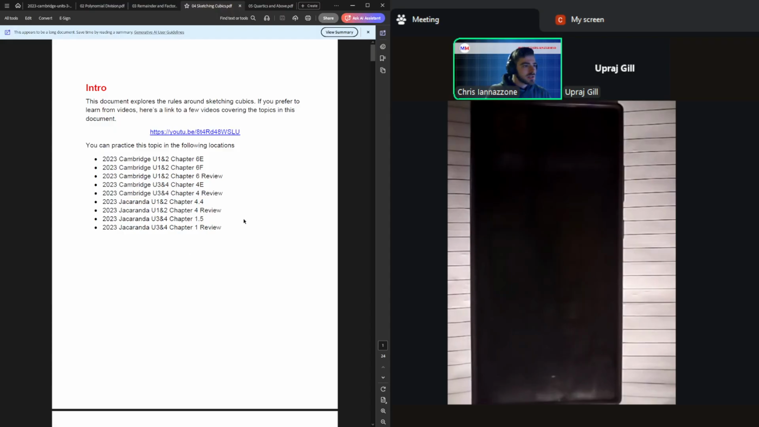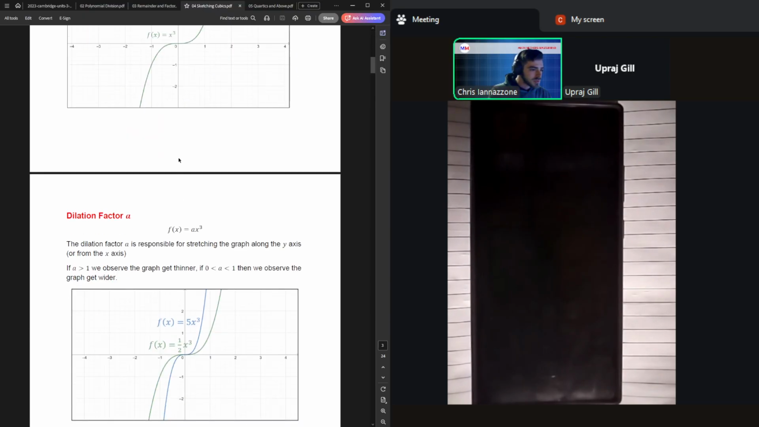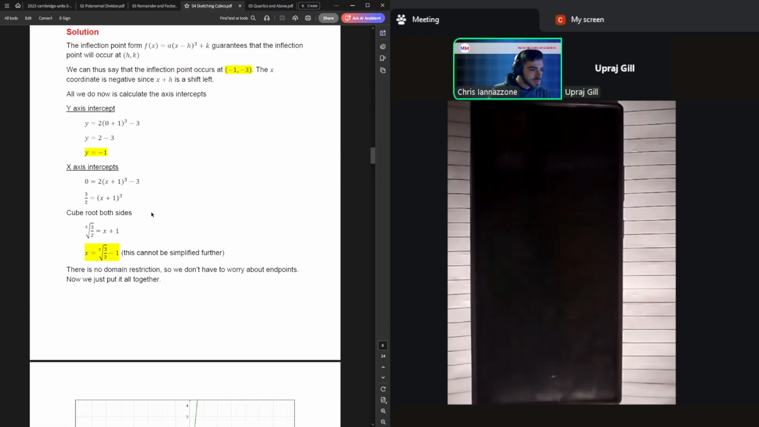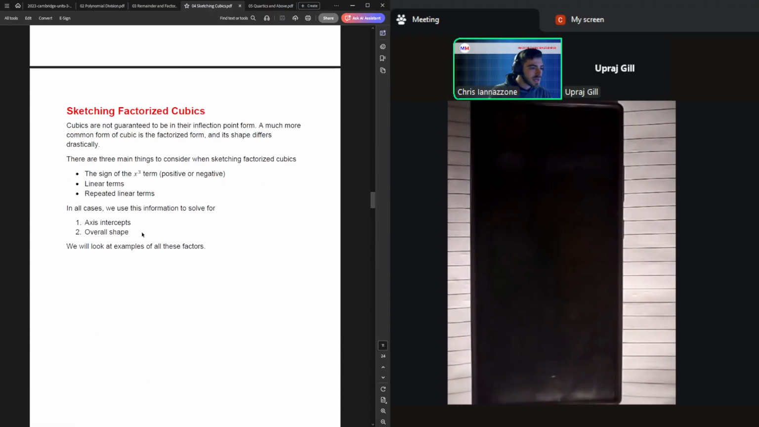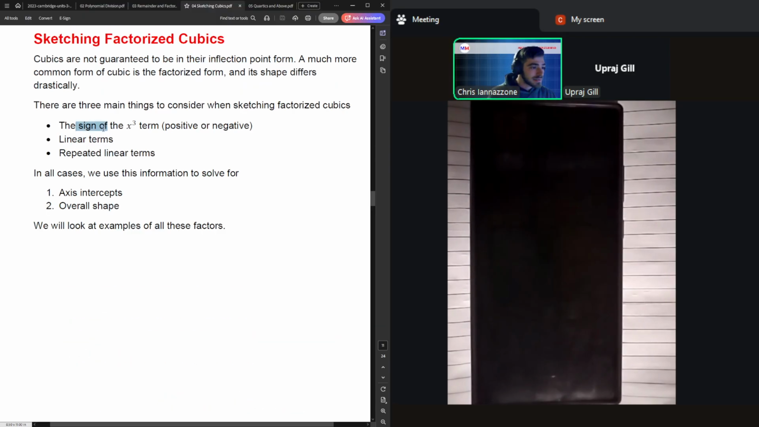Cool. Now, it's not just useful for solving polynomials, it's also useful for sketching polynomials. So what you'll find with cubics and above, actually, is that there's a lot of different ways you can sketch them depending on what kinds of factors you have. So if you have a factorized cubic or a factorized quartic or a factorized whatever, there's a few key things you have to look out for. Namely, the sign of the x cubed term, whether it's a linear or a repeated linear. Those will tell you different things based on the graph.